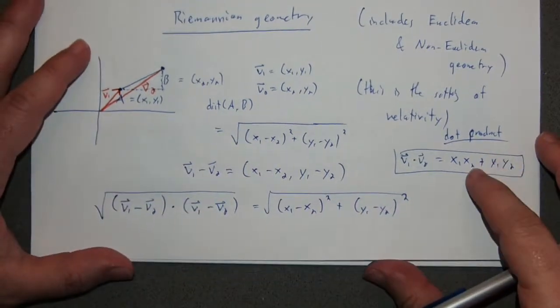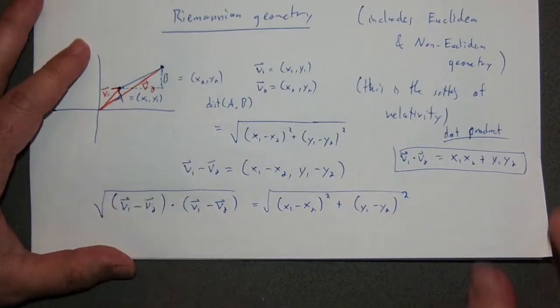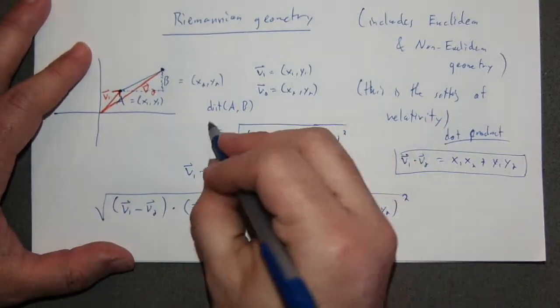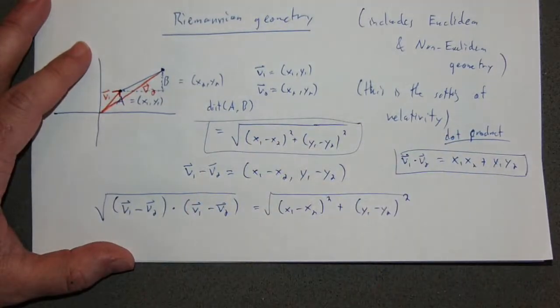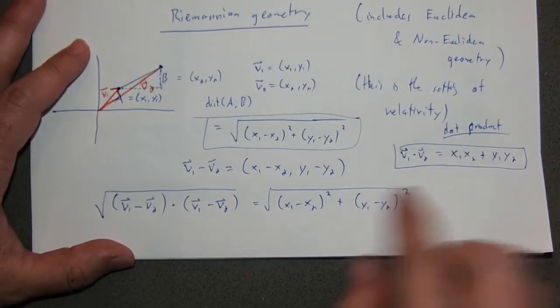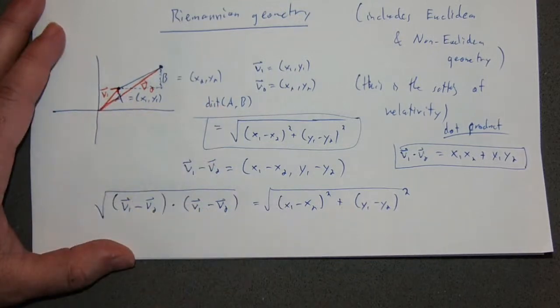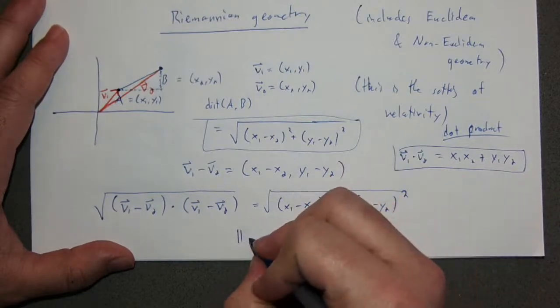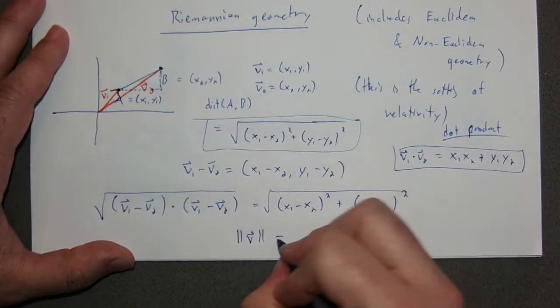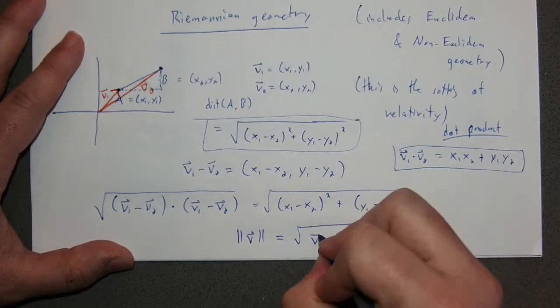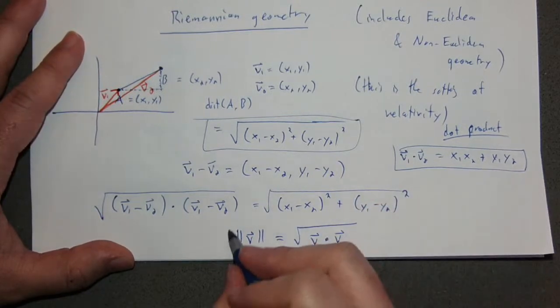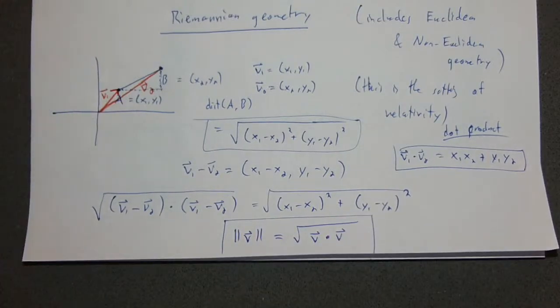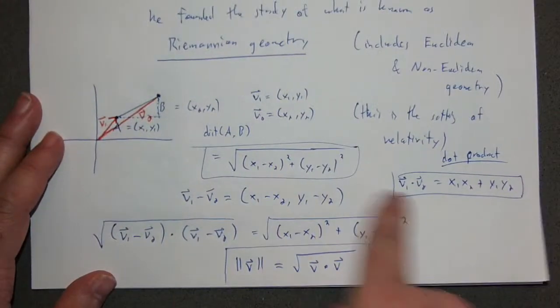So if I dot a vector with itself and take the square root, that is the same as computing distance. What does that have to do with anything? Well, I can simplify the notion of distance by just talking about the length of a vector. It turns out that the length of a vector v is the same thing as the square root of the vector v dotted with itself. And that is just this computation that we did.